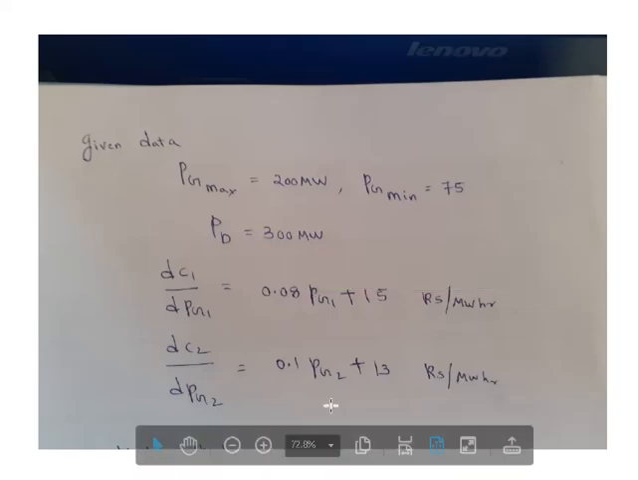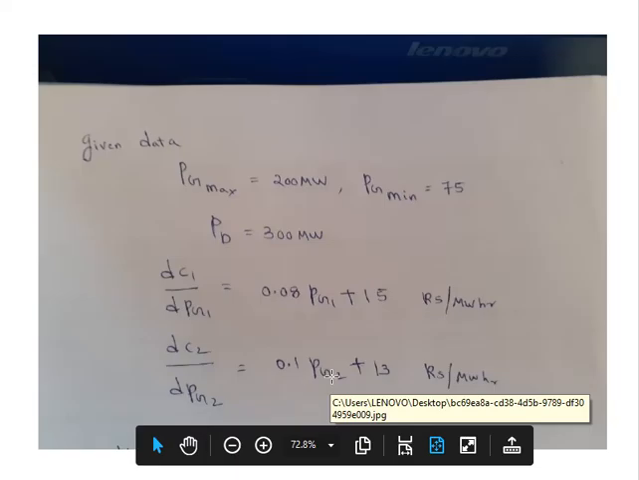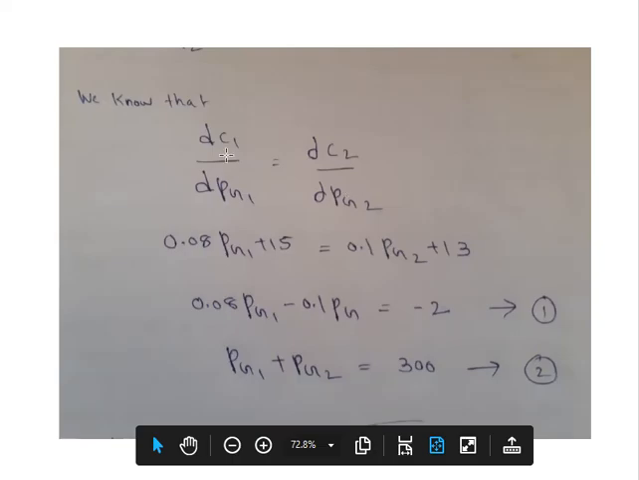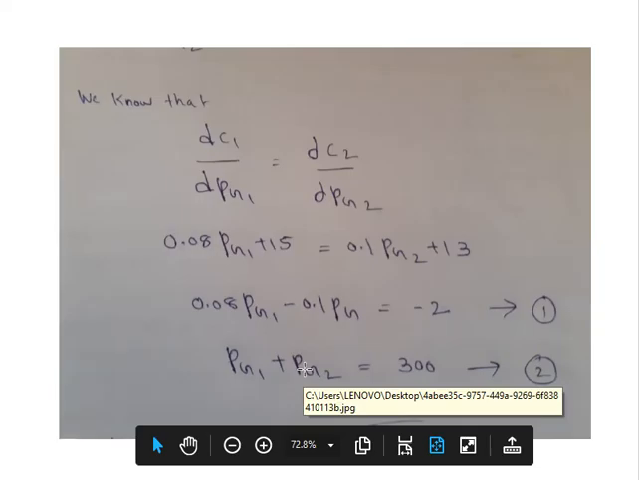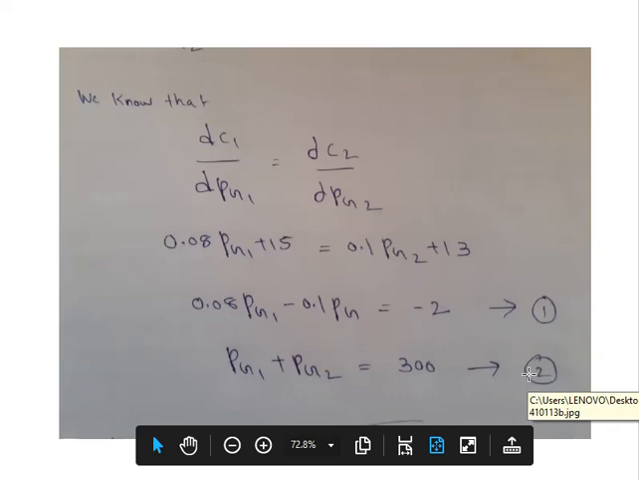As per the economic operation condition point of view, ∂C1/∂Pg1 equals ∂C2/∂Pg2. From this condition, we will get equation number 1. As per the equality constraint, that is generation is always equal to the demand, we will get equation number 2. So two equations, two unknowns. Okay, wrongly typed, this is Pg2.